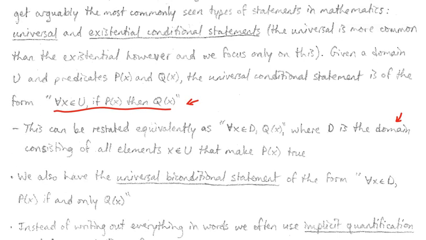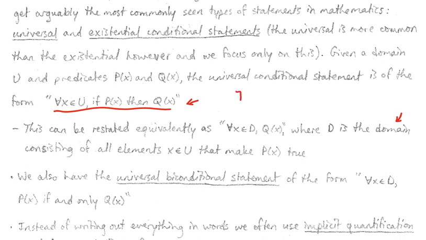So very similar to the universal conditional, but that was if P then Q. This is P if and only if Q. Now, I didn't necessarily provide an example of an existential conditional statement here in my pre-written notes, but you can probably guess approximately what this kind of thing would look like, just given our knowledge of what conditional statements look like, as well as how the existential quantifier gets used.